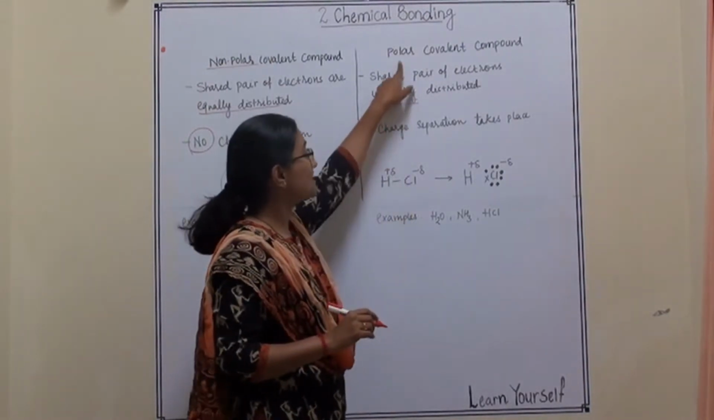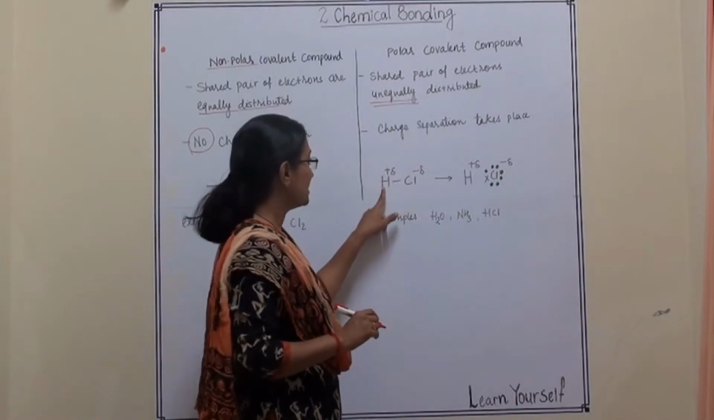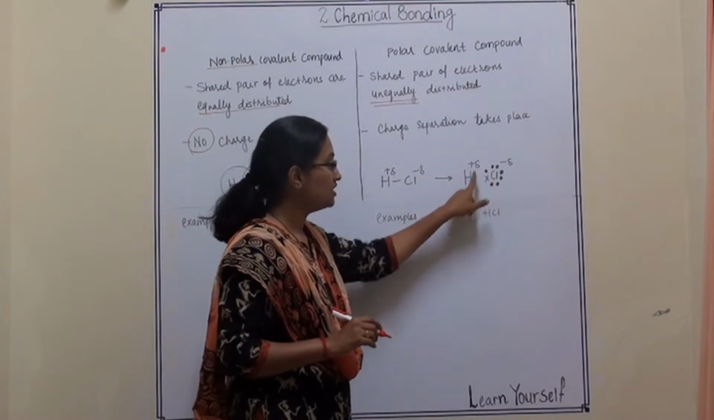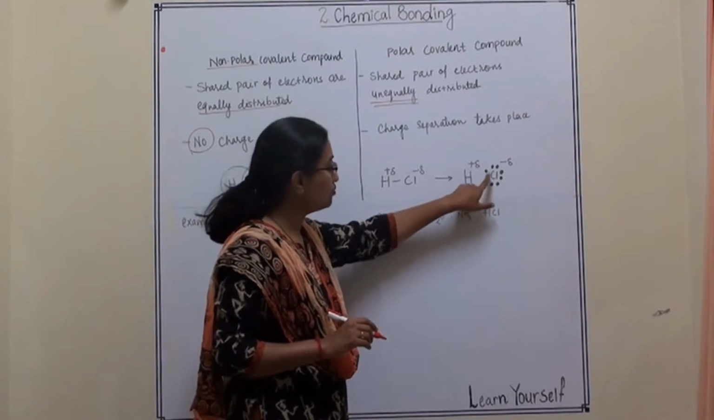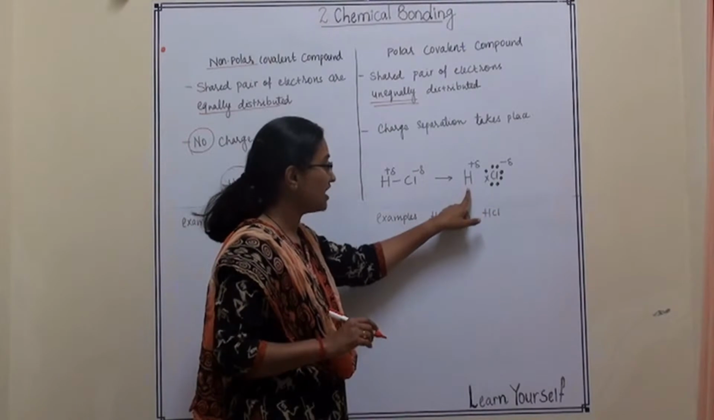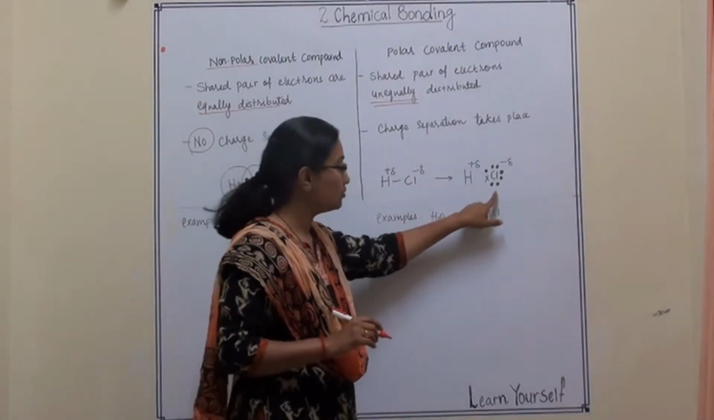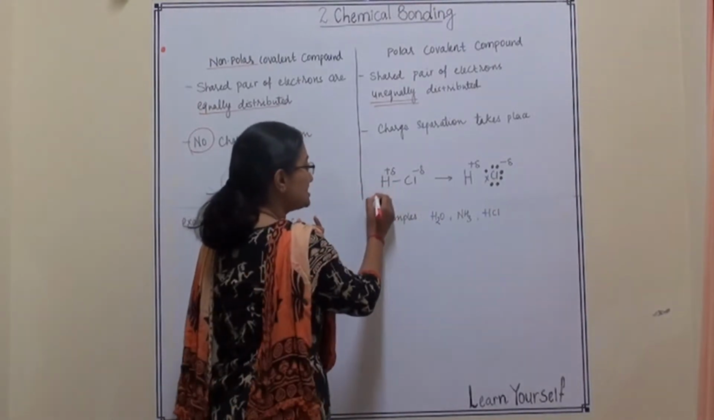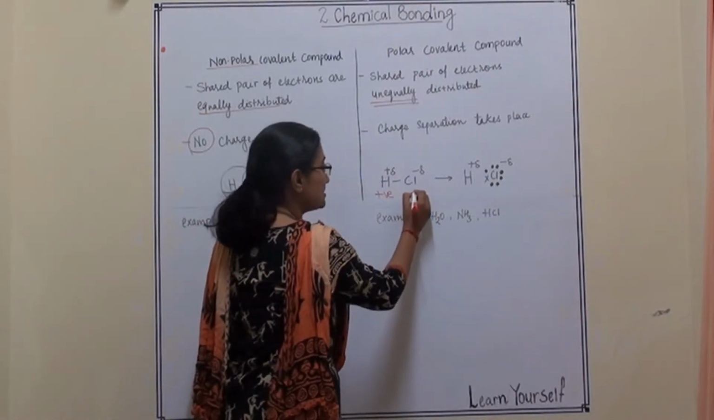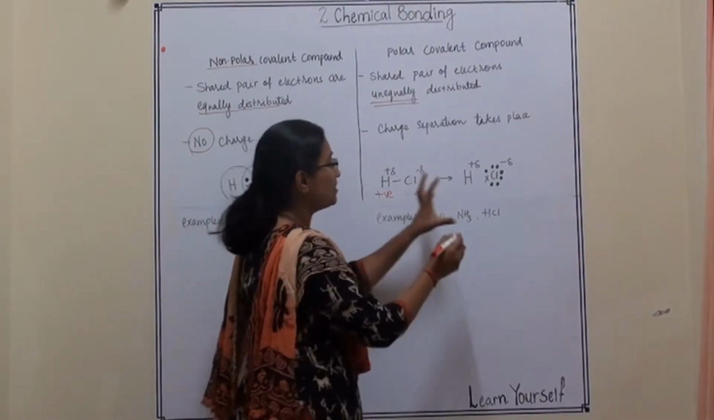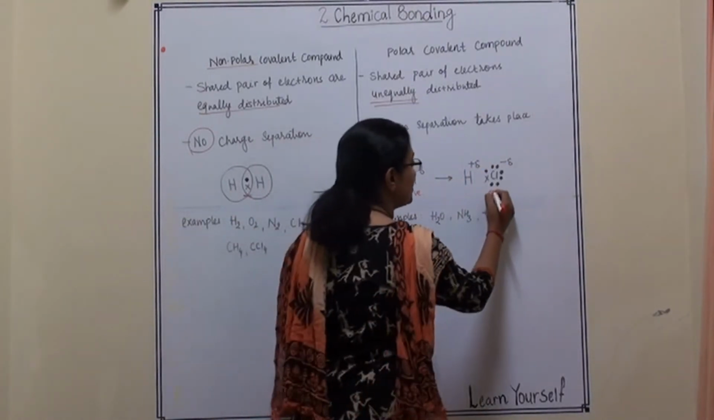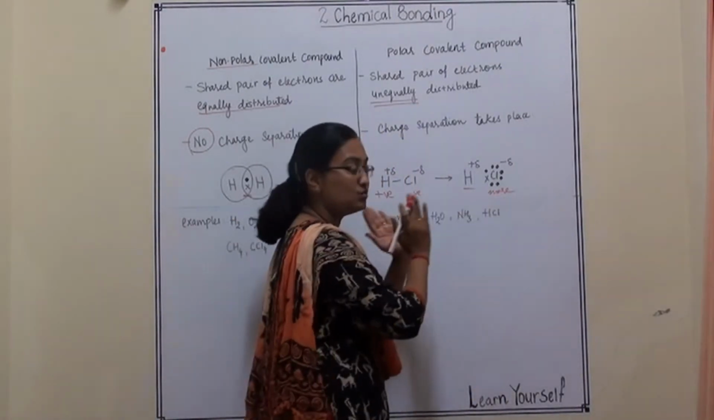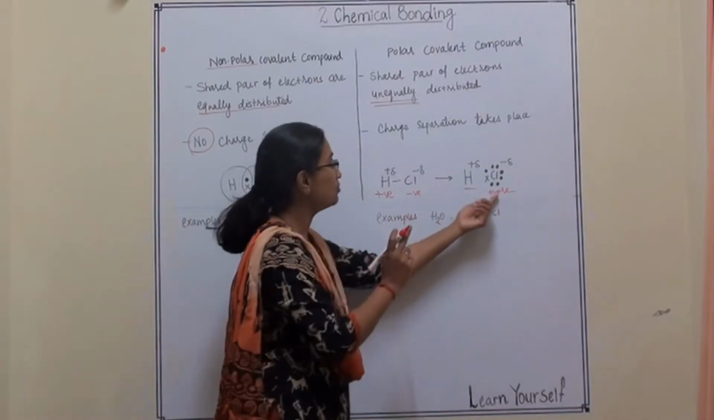HCl is an example of a polar covalent compound. Here hydrogen and chlorine are sharing electrons. Hydrogen will share one electron, chlorine will also share one electron. Hydrogen will complete its duplet, chlorine will complete its octet. But what will happen is that hydrogen is slightly positive whereas chlorine is slightly negative. Why? Because chlorine is more electronegative compared to hydrogen. So the electrons will be slightly shifted towards chlorine.